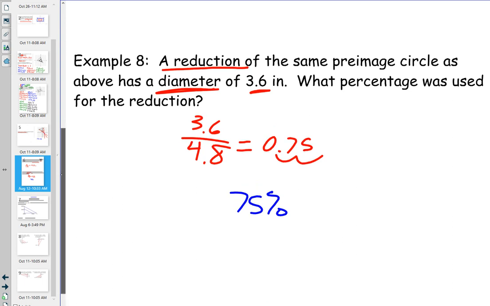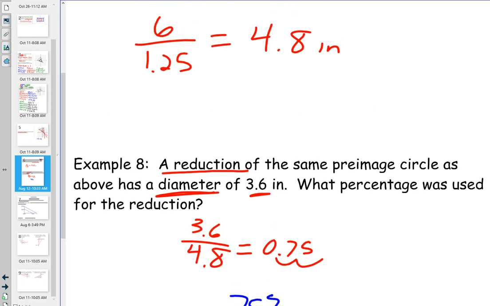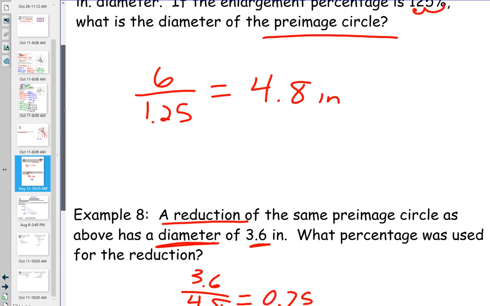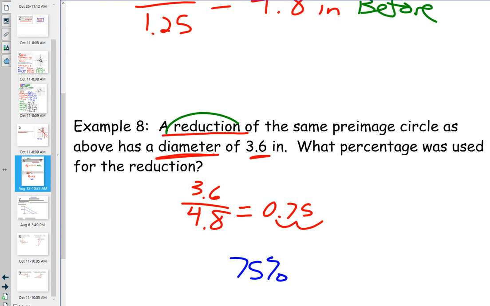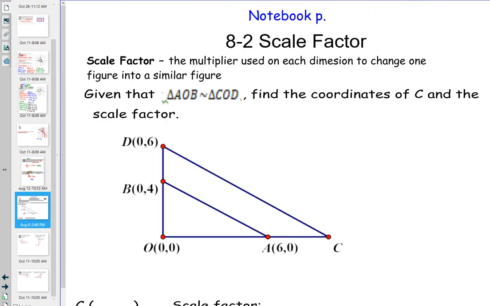I have to read it a couple times just to make sure I got the wording right. But it says a reduction of the same pre-image. Up here, they gave us the image originally, which is the 6. They gave us the after, and we found the before. So what they're saying is get this before, but now reduce it down to 3.6, and then give me the percentage, the scale factor. So that would be 3.6 over 4.8. There was a 75% reduction. Let me do one more, because if I can do one more, then I can fly through the rest of them tomorrow, because they're all pretty much the same.